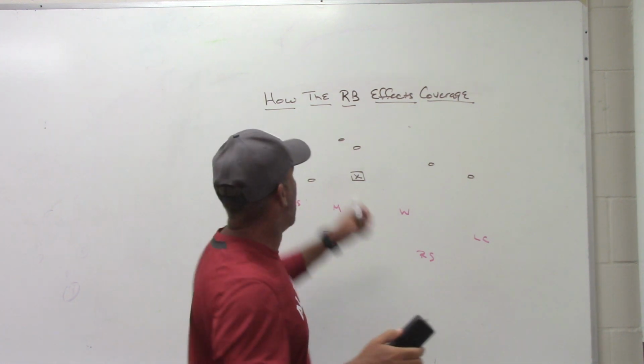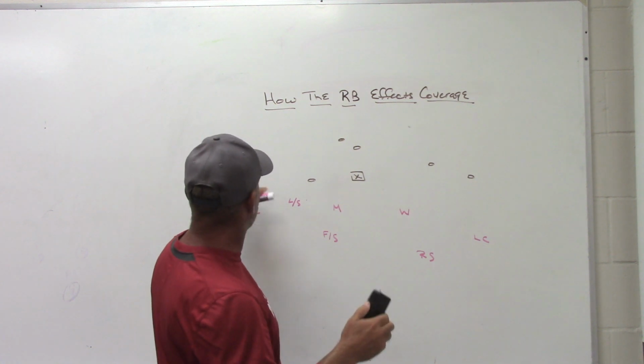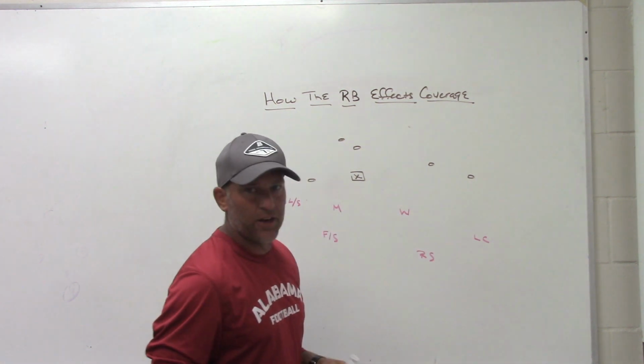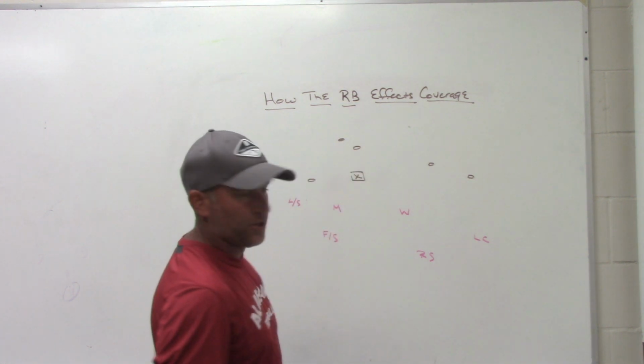So how does the running back affect coverage? What I want to look at first is we had a pro flanker set with a twin set on the other side. So it's a 2x2 set. And the first thing we're going to look at is if the back is set to the pro flanker side.